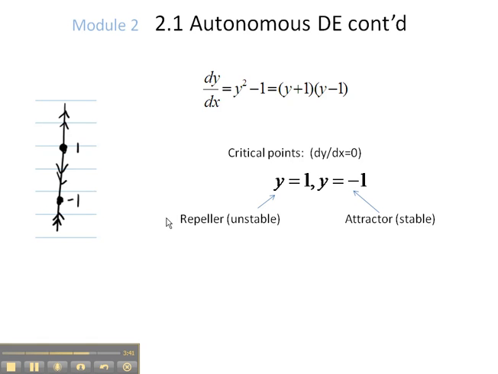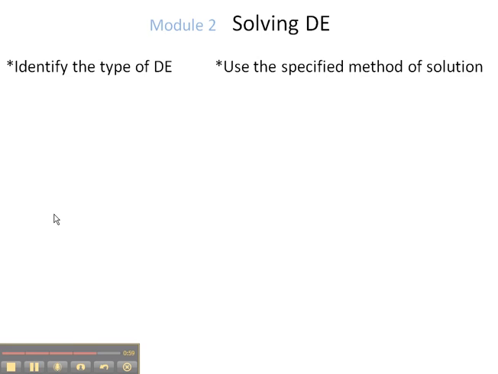The last thing you'll do is classify the critical points based on this phase portrait, and understand whether a point is unstable, like 1, where things move away from it, or an attractor, like -1, where things move close to it. A point may not be either a repeller or an attractor. In that case it's called semi-stable.